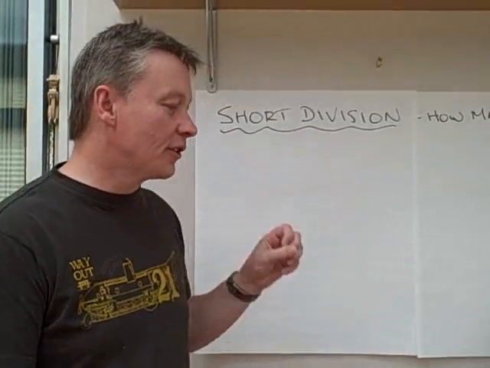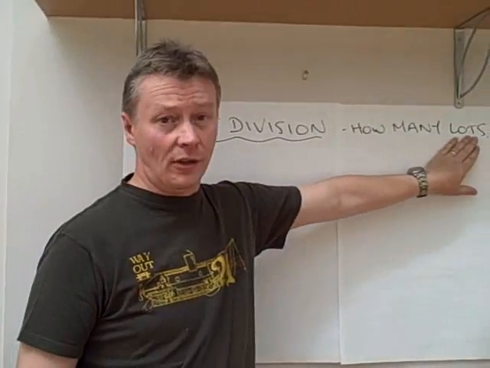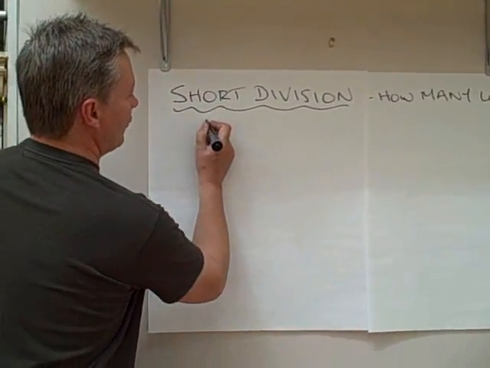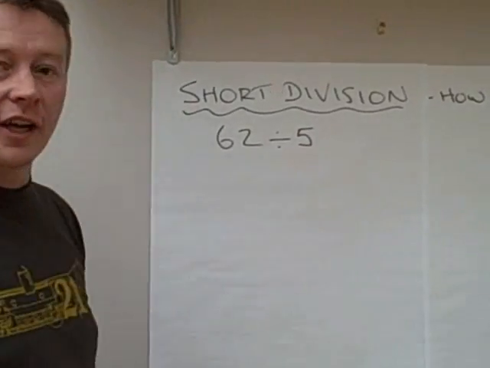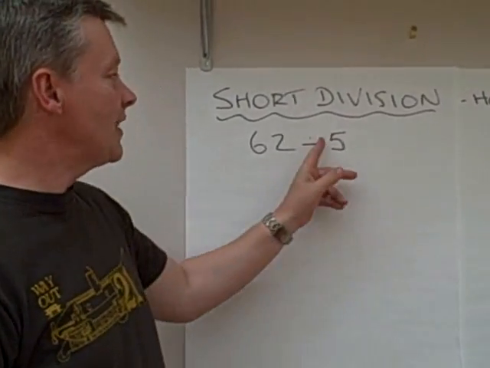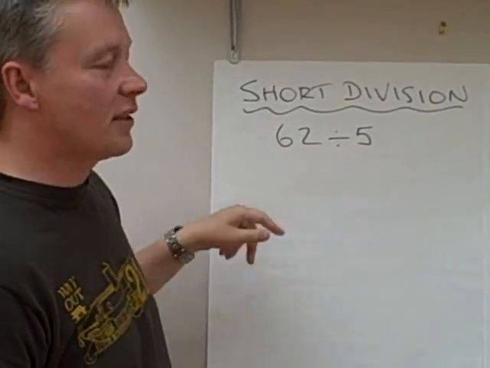Okay, so today we're going to do short division. And what we mean by division is how many lots of a number. So the question is 62 divided by 5. And what I'm saying is, how many times can I get 5 out of the number 62?